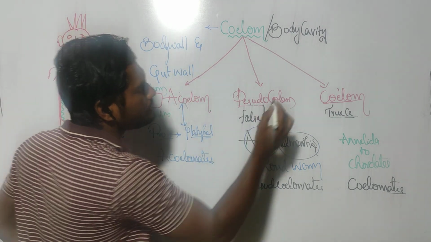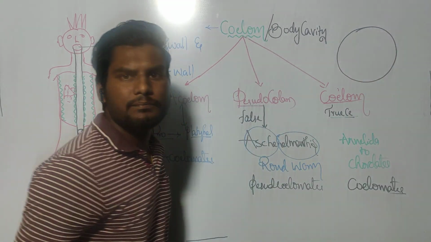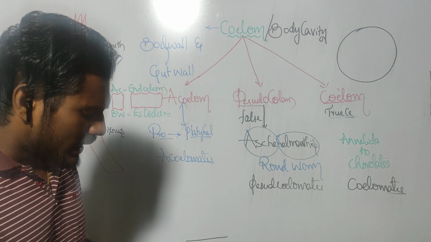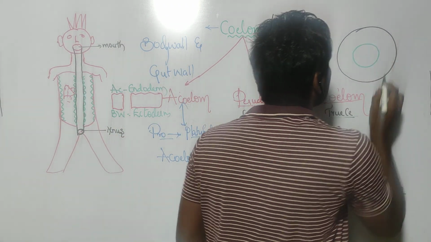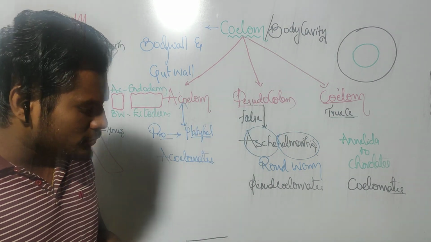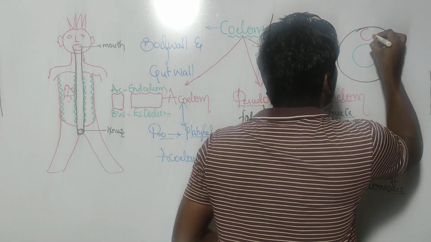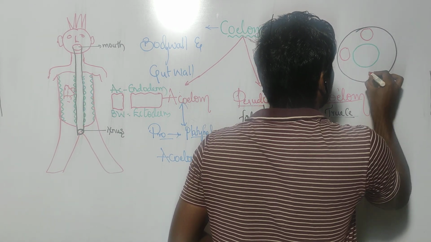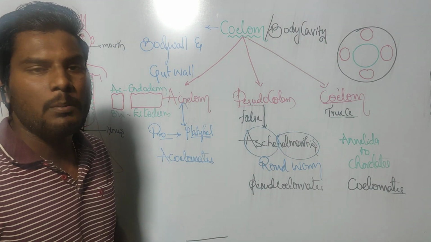this is the outer layer, which is known as the ectoderm. Ectoderm is followed inside by the endoderm. In between these two, there is a presence of mesoderm in the form of pouches. Mesoderm is present in the form of pouches.